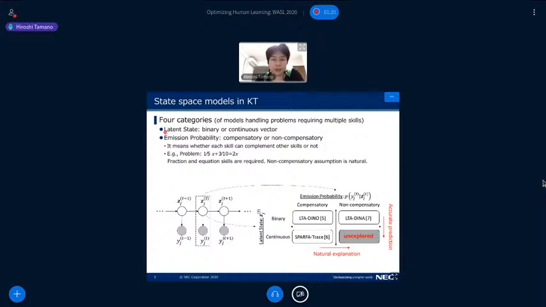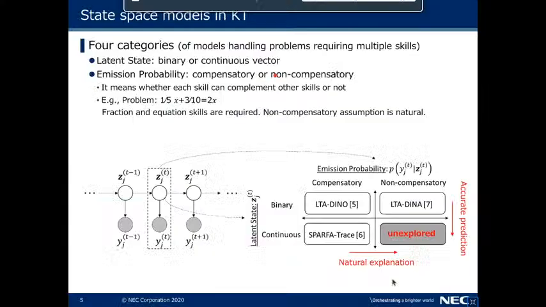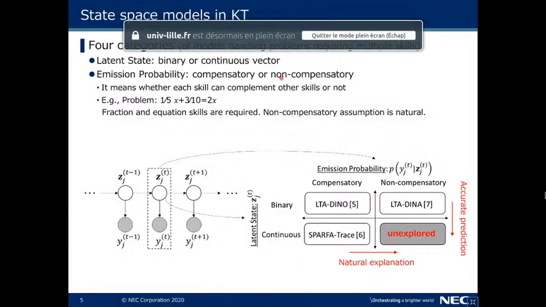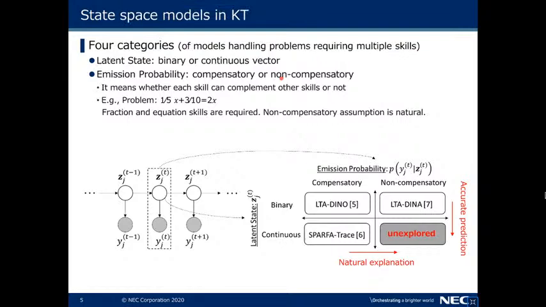One aspect is the latent space. It is a binary or continuous vector. The second aspect is the emission probability. It is compensatory or non-compensatory. When we assume compensatory, it means that each skill can complement other skills. If you assume a non-compensatory model, each skill cannot complement other skills.